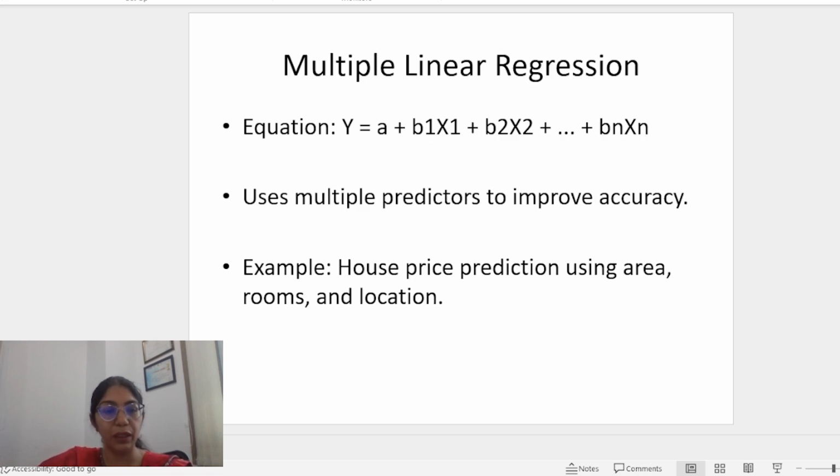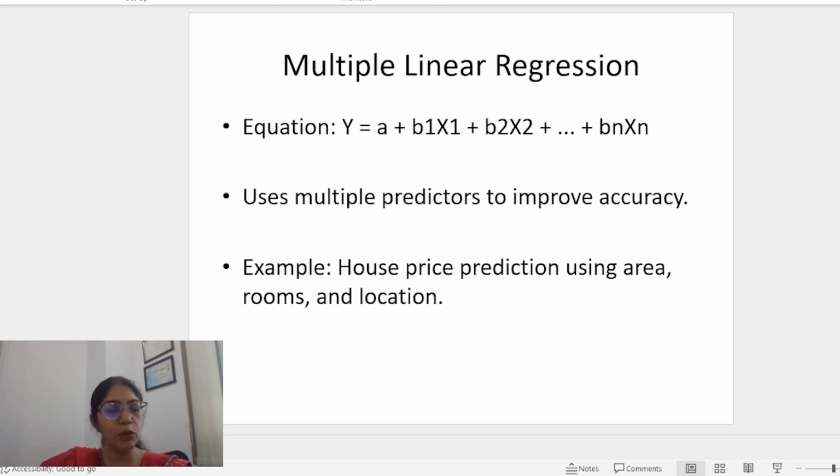Next comes multiple linear regression. So while linear regression uses only one independent variable, many real-world problems involve multiple factors. To address such situations, we use multiple linear regression. So its equation can be represented as y equals a plus b1 x1 plus b2 x2 plus so on up to bn xn. So in this model, several independent variables contribute to predicting the dependent variable.